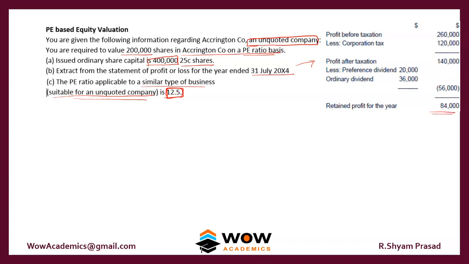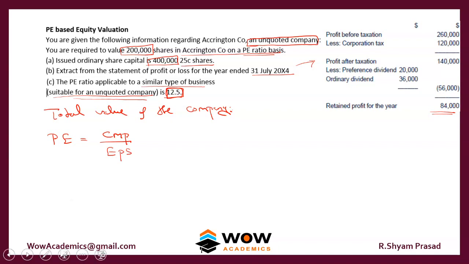Okay. So we have to value what is the value for 2 lakh shares. First, we will value the entire company. Then we will find out the value for 2 lakh shares. Okay. So total value of the company. So if you take the PE method, we have two ways to find it out. Either we can find it out through current market price divided by EPS. That's one way of doing it. As these numbers are not available here, or it's difficult to find it out, we'll use another method.